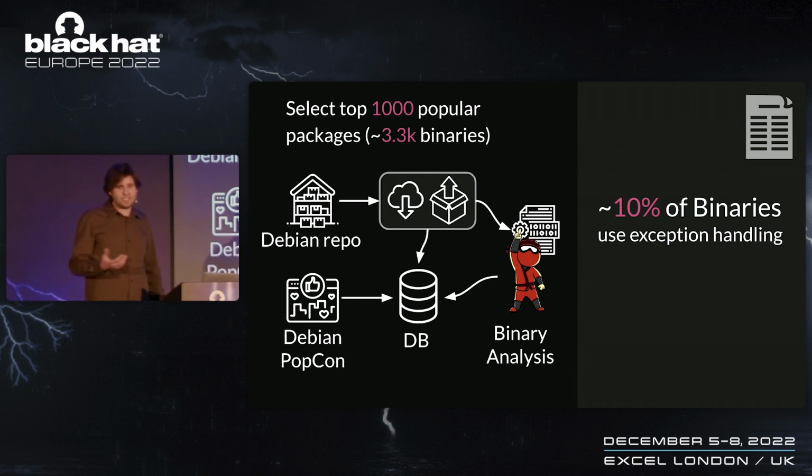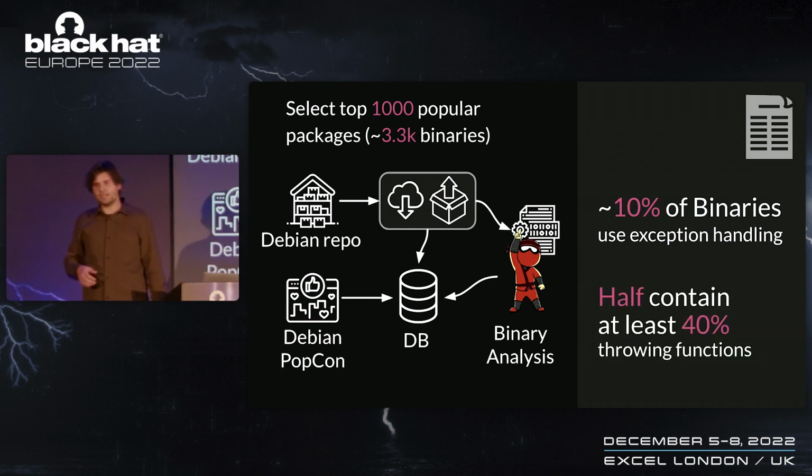But this doesn't tell us anything about our other prerequisites. So we did another analysis to check how many of these binaries and how many functions in these binaries will eventually throw. And we found out that half of these binaries contain at least 40% of functions that will eventually throw an exception. Now, this is quite a large surface for pulling off the initial chop technique, but what can we do with this?